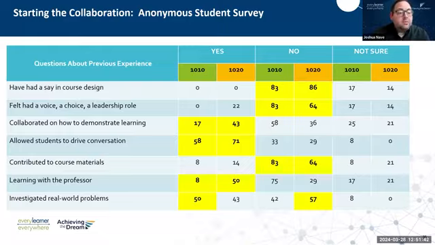A presenter shows data. Did you collaborate on how to demonstrate learning? Now, this is good. We were glad to see the numbers, what they are. Obviously, they're not the best when you compare it in 10-10, but we were glad to see that collaboration is something that is coming from the high schools into the college level.